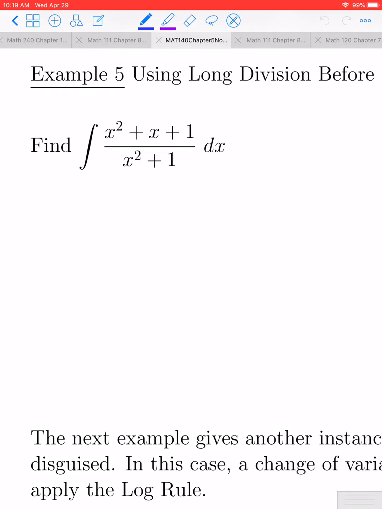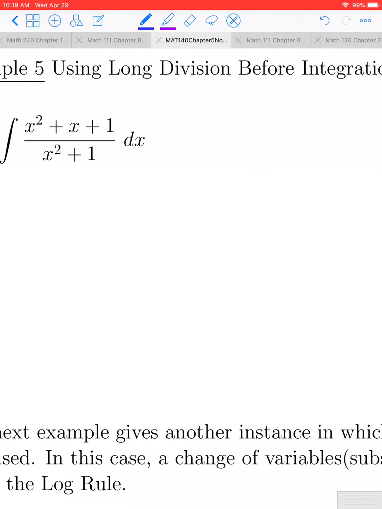What makes this one a little bit different than some of the other ones we've had in the past is that the degree of the numerator is at least equal to, or perhaps more than, the degree of the denominator. Anytime that happens when you're trying to do an integration, we want to do long polynomial division first in order to simplify and reduce this. So to begin, I want to rewrite the integrand by doing a long division. I want to divide x squared plus 1 into x squared plus x plus 1.